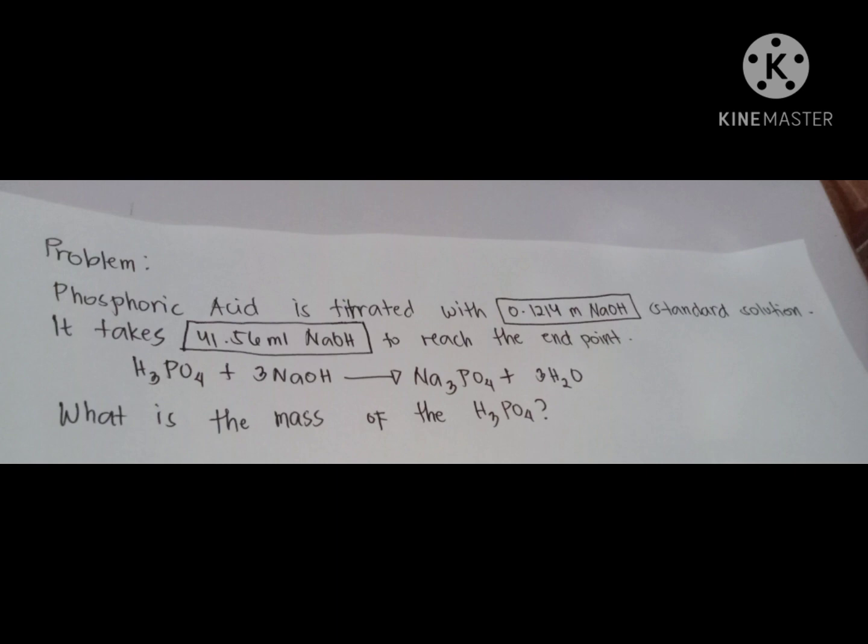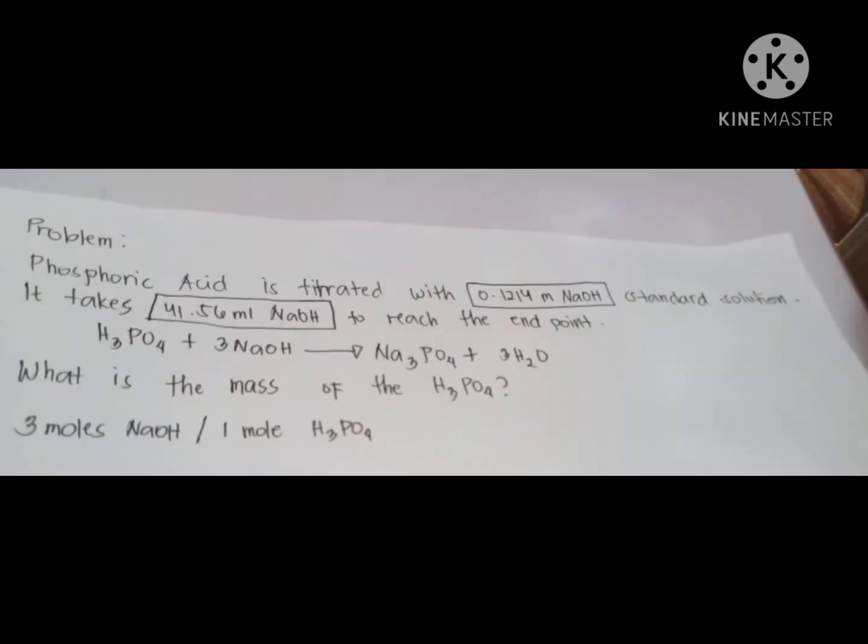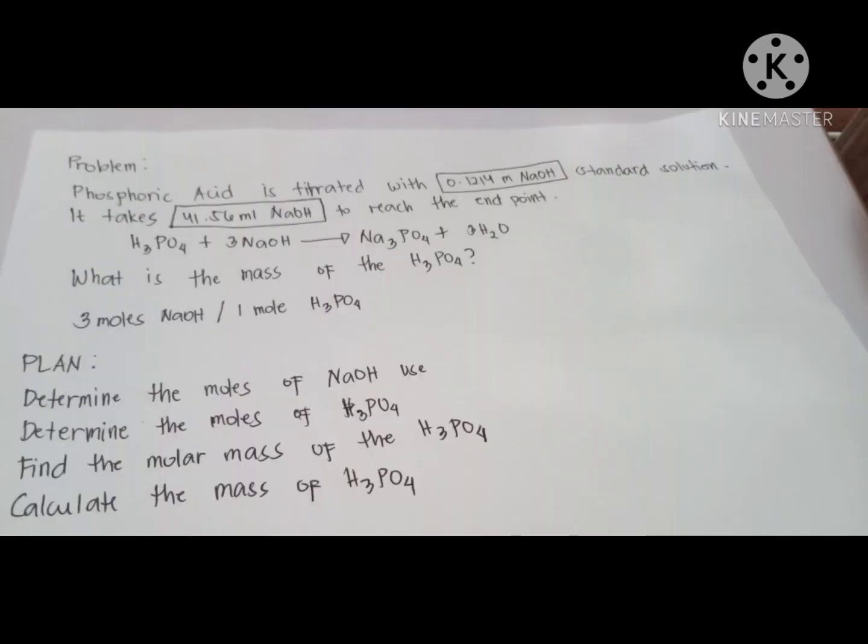We know that during titration, it took 41.56 ml of sodium hydroxide to reach the end point. So what is the mass of the phosphoric acid? We need to know the molar ratio, and the molar ratio is 3 moles of sodium hydroxide per 1 mole of phosphoric acid. So, in this case, we need to make a plan.